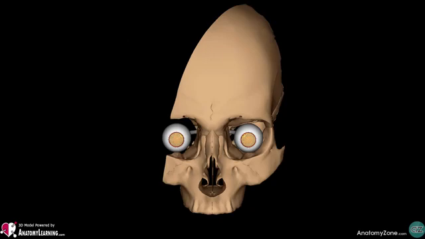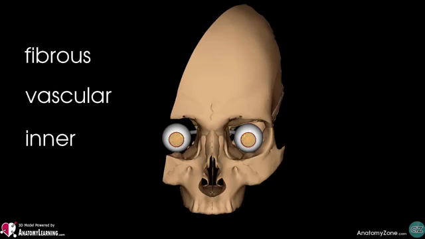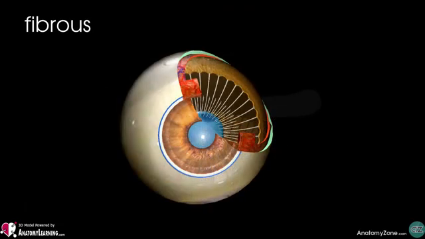Anatomically, the eyeball can be divided into three parts: the fibrous, vascular, and inner layers. These layers have different structures and functions. Let's start with the outermost layer, the fibrous layer.